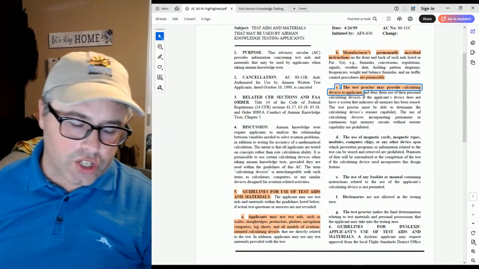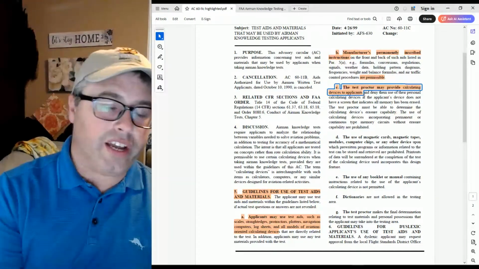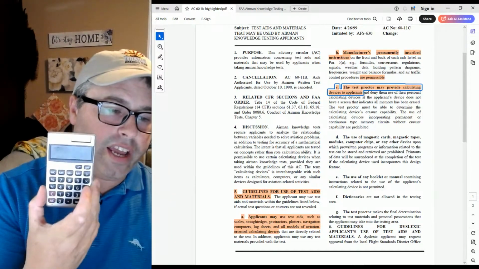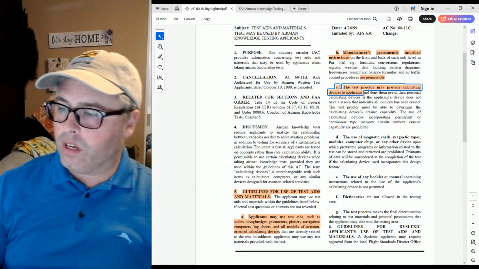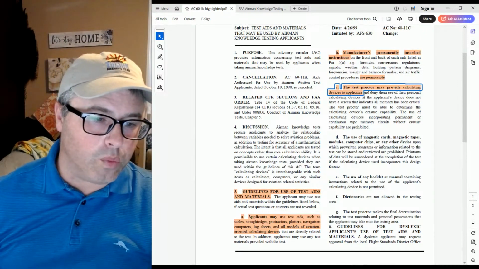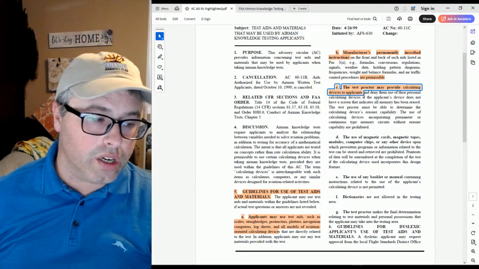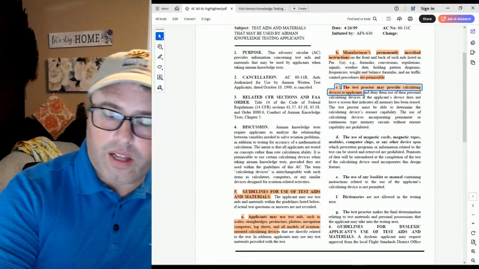The test proctor may provide an additional calculator device. They'll usually provide a 4-function calculator of some kind. Today, we're going to use just the one on the computer just to be able to show our work so you can see it more easily. But that's part of that.